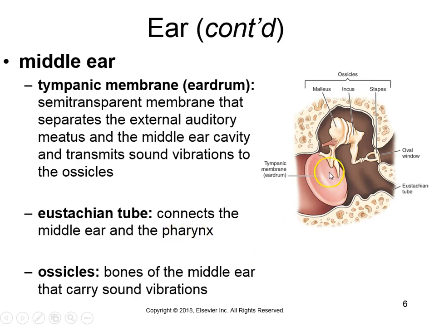Fancy word for eardrum in this case is going to be the tympanic membrane, because it really is a membrane that separates the external auditory meatus, or that canal, to the middle ear cavity. And really what it's responsible for is vibrating. So you get the sound waves vibrating into your ear. Your external ear kind of funnels that sound down. It travels along the canal and hits on the eardrum.